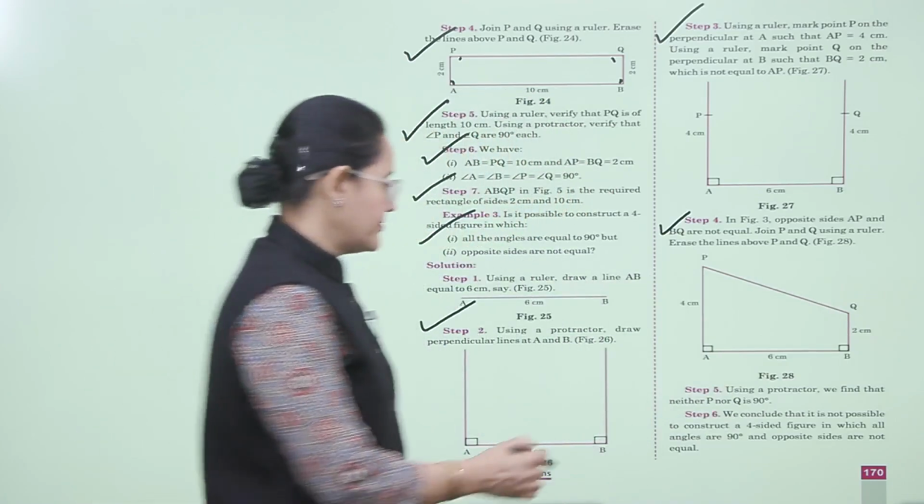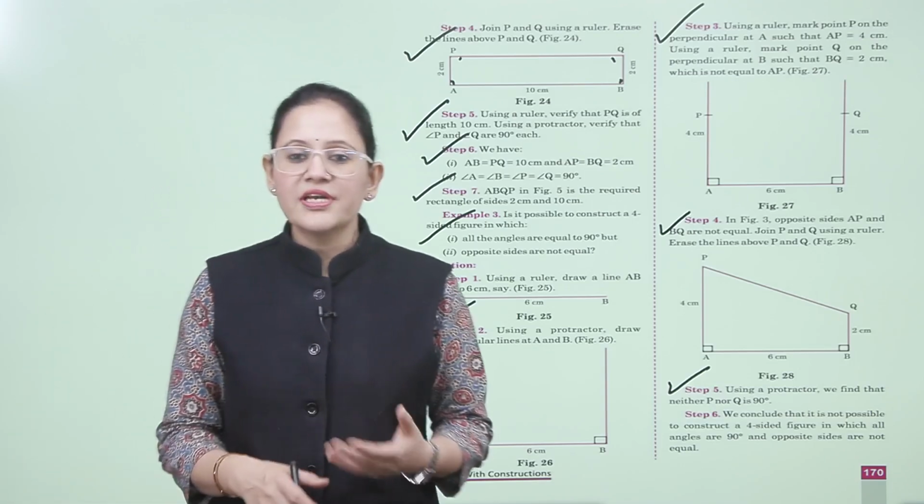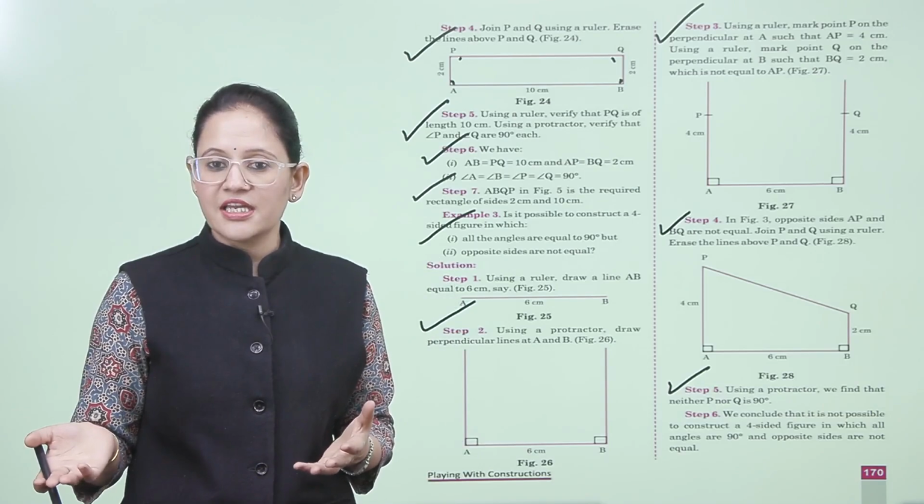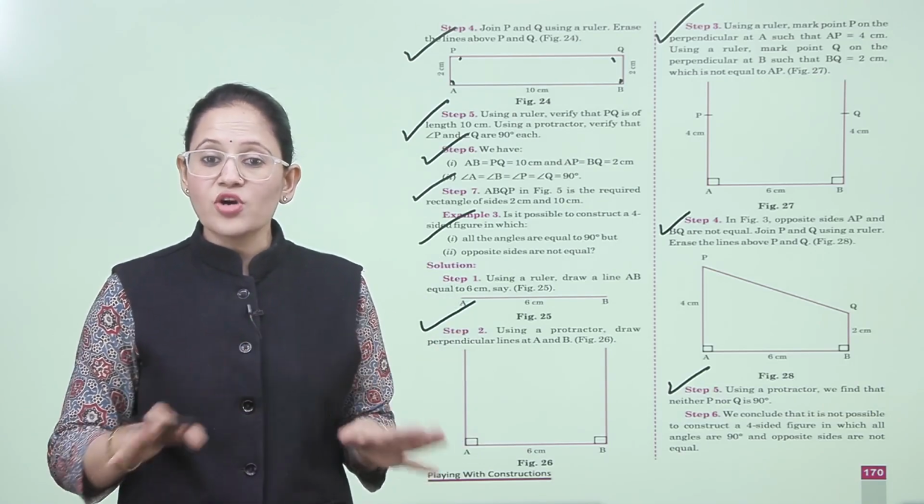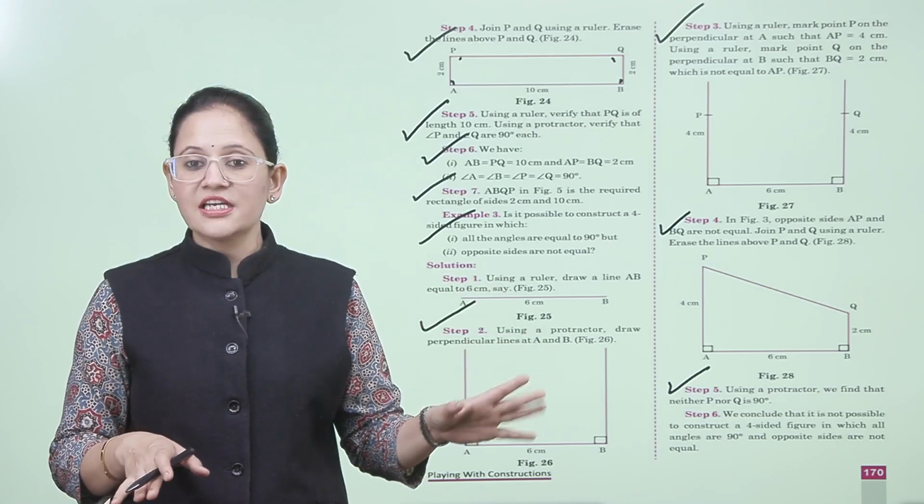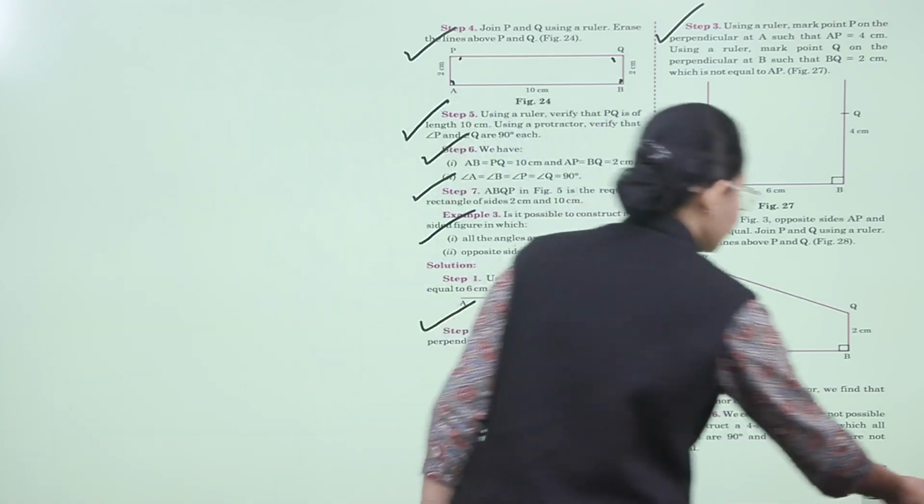Now, step 5. Now, we will take the protractor and find whether P and Q are 90 degree. So, we conclude that it is not possible to construct a four-sided figure in which all angles are 90 degree and opposite sides are not equal. So, that is not possible.